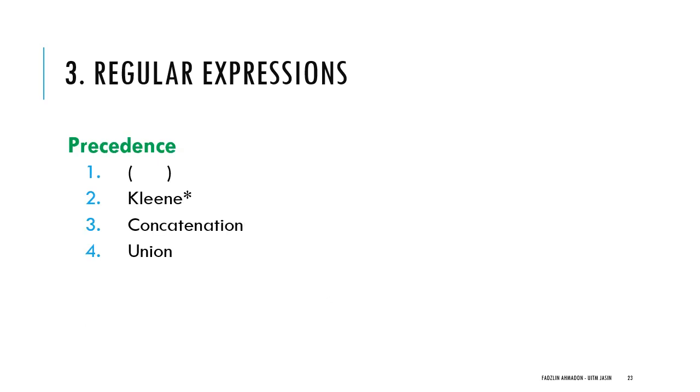When doing regular expression operations, this list of precedence must be followed. The first one is everything inside the brackets must be operated on first. Next is Kleene star. Third is concatenation, and the fourth one is union.